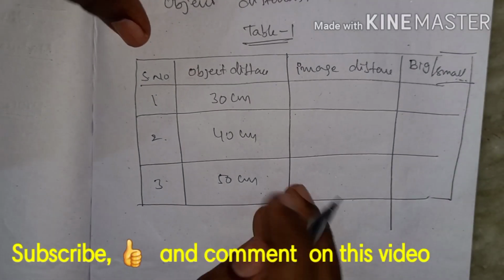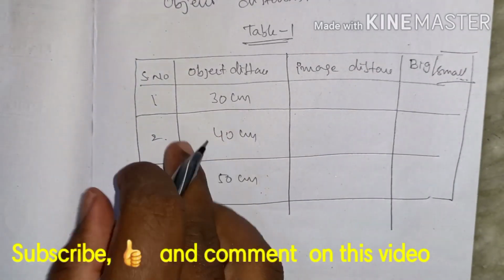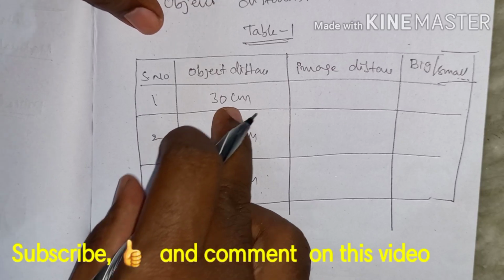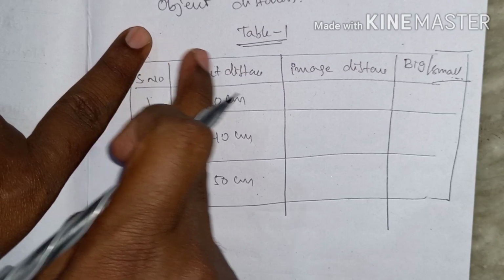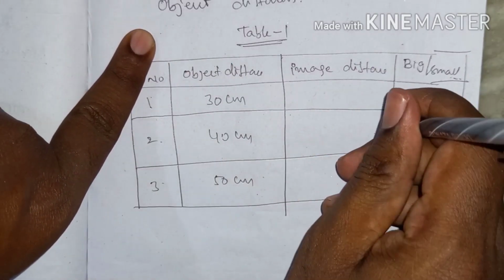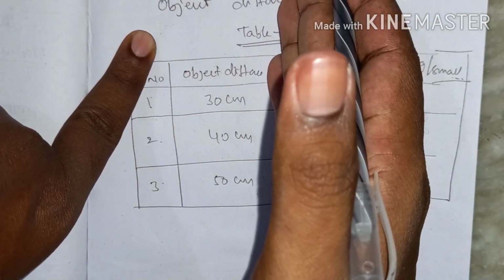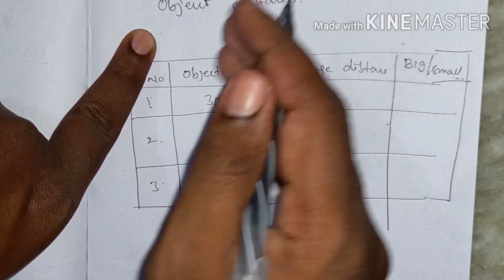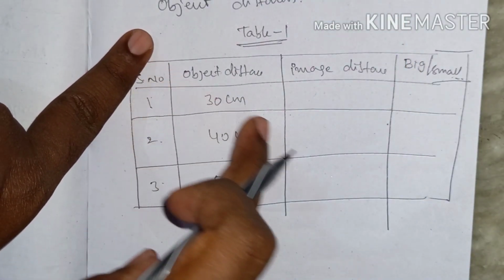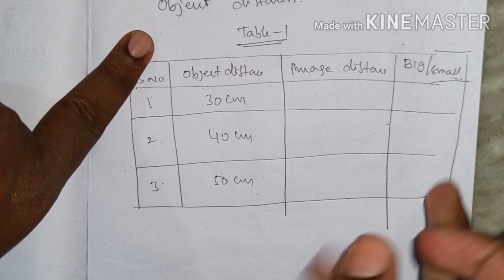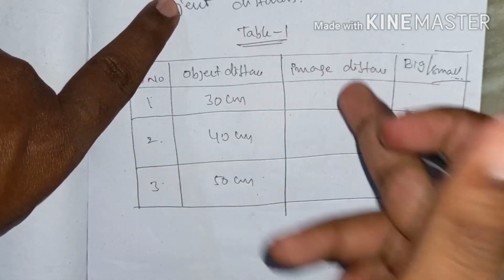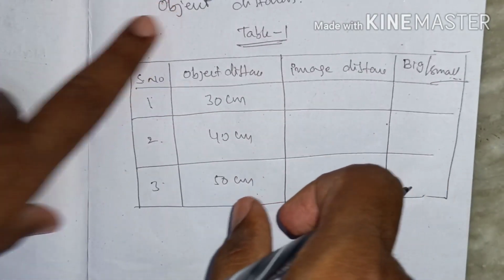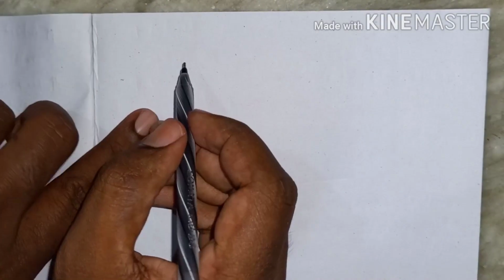So here we need to take different distances. In the V-shaped frame, from the 30 centimeters distance you can place the object. Now capture the image. Next, increase the distance to 40, place the screen, capture the image, measure the distance from the mirror to the image and note it down in the table. Like that you need to do the activity. Okay, after filling the table, what do we need to do now? Observation.